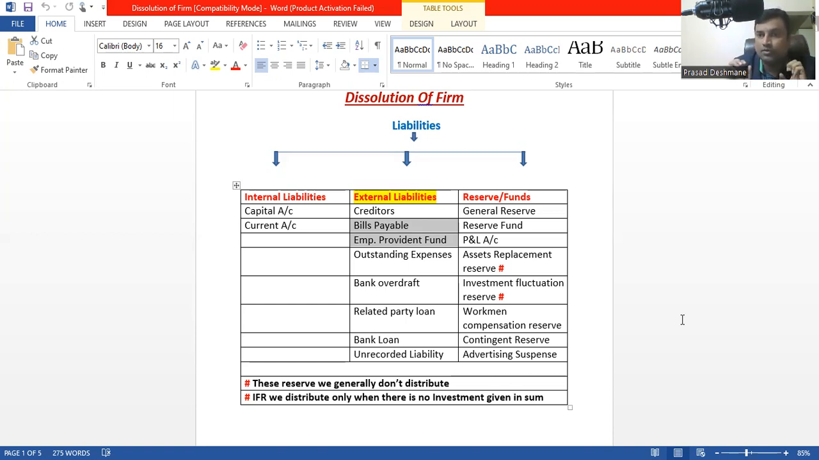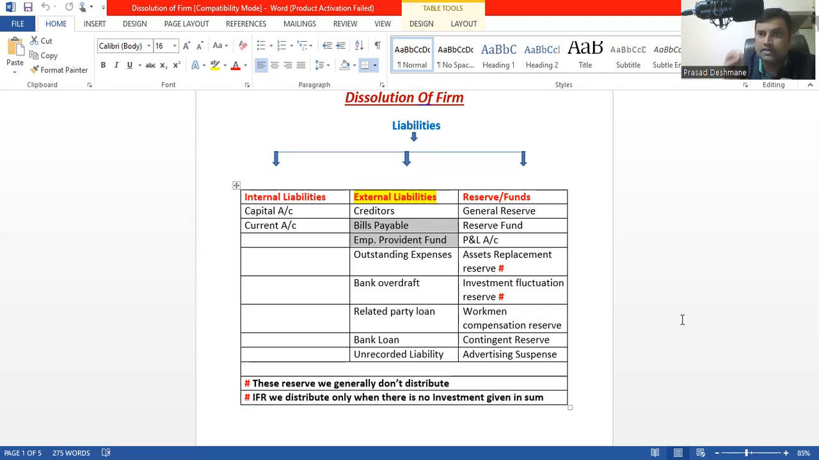Nothing is mentioned about the machinery. So we have to sell that machinery for 30,000 because the book value of the machinery is 30,000. So we sell it for 30,000. Clear? All the external liabilities we have to pay, whether the information is given or not, and all fixed assets we have to sell. Why am I saying fixed assets now?